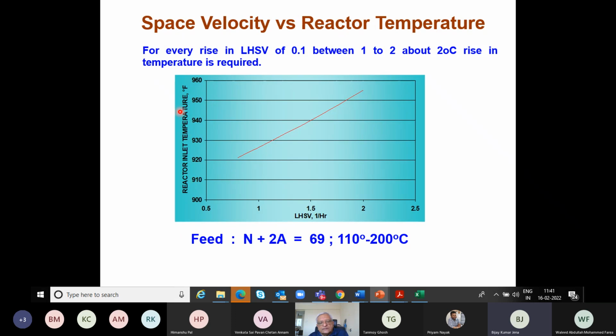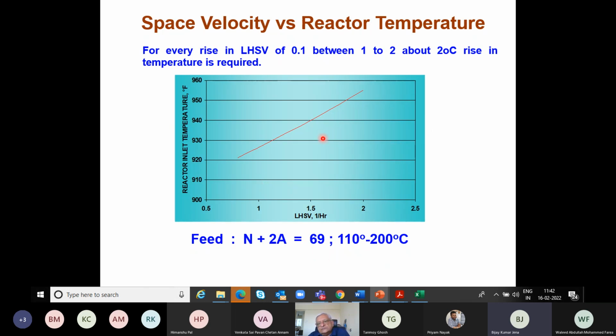So here you can see exactly what I meant. If you plot reactor inlet temperature versus LHSV, this line gives a relationship which says that for every rise in LHSV of 0.1 between 1 to 2, that means the higher the space velocity, you need to go up on temperature in order to compensate for the less reaction or residence time. And this plot is for a feed containing N plus 2A of 69.